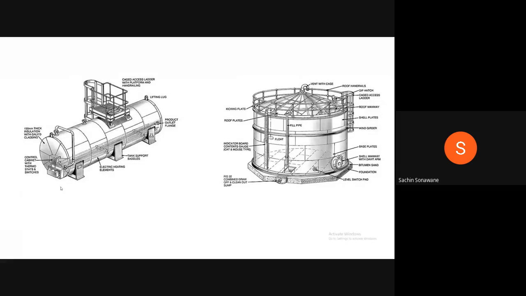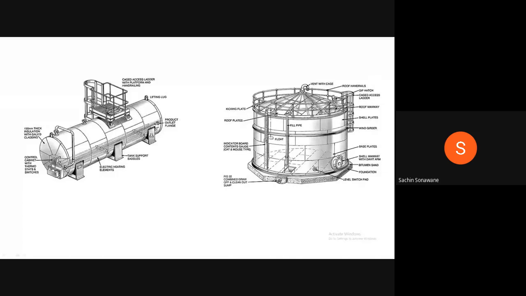Now next, another pressure vessel is shown in the figure. See that this is the support or foundation. This is the shell manway with davit arm. This is the arm. This is the level switch pad. Again, the indicator board contains a gauge. This gauge may be used to measure the pressure inside the tank.